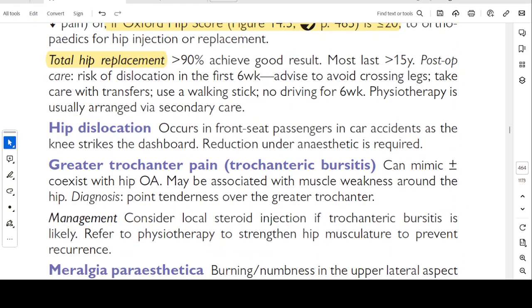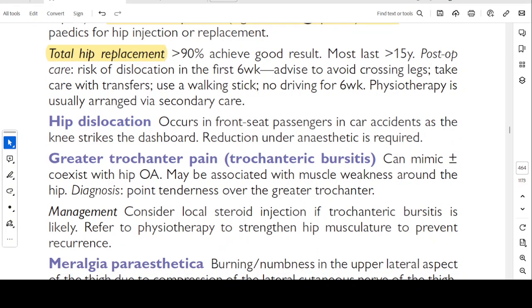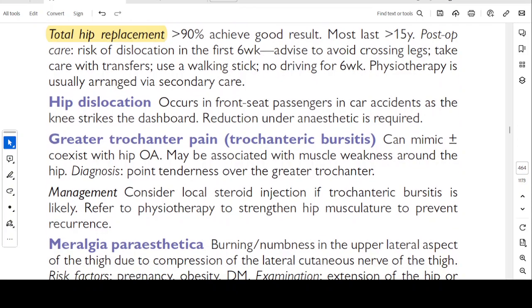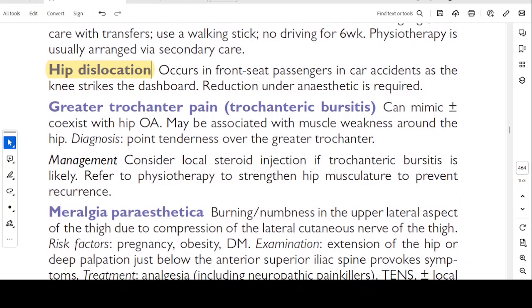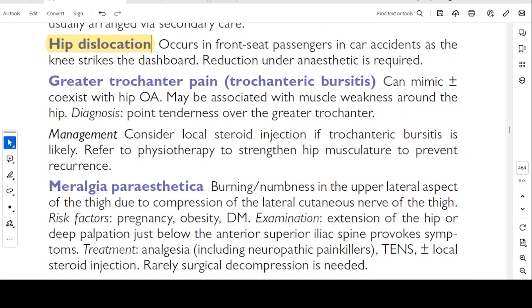Post-op care: the risk of dislocation is in the first 6 weeks. Advised to avoid crossing the legs, take care with transfers, and use a walking stick. No driving for 6 weeks. Physiotherapy is usually arranged via secondary care. Hip dislocation occurs in front seat passengers in car accidents as the knee strikes the dashboard. Reduction under anesthetic is required.